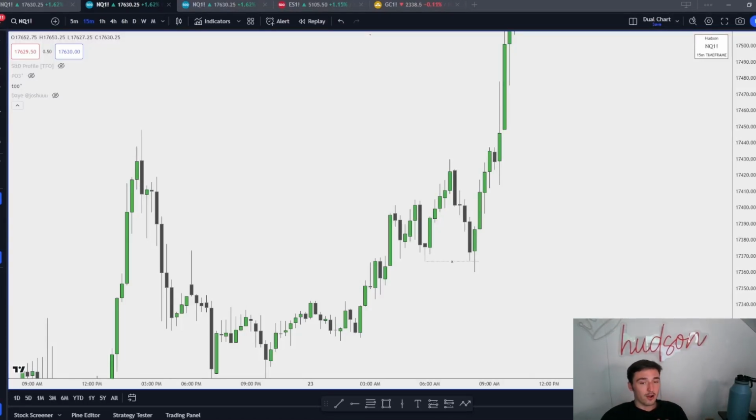Today we're going to be going over how to use market structure to find where the market wants to go: higher, lower, the draw on liquidity.